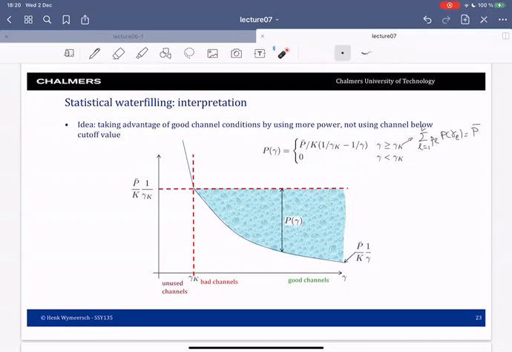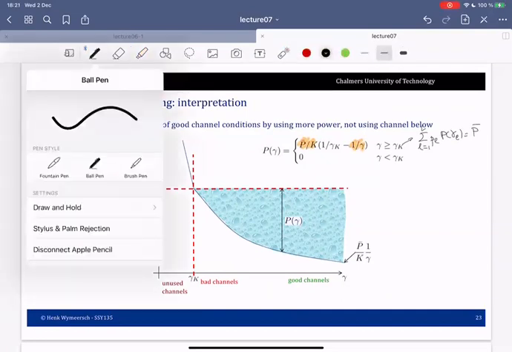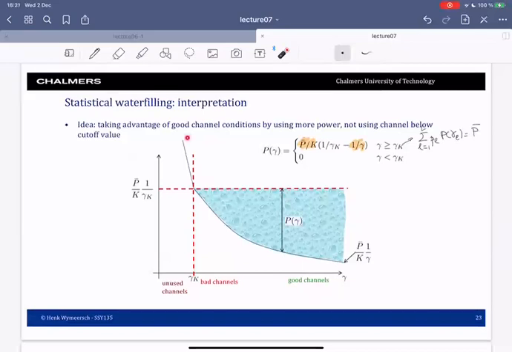Then on the figure, I show on the x-axis the signal to noise ratio, gamma. On the y-axis will be related to the power. I can order the channels from left to right, so the ones with lower signal to noise ratio are bad channels, and with high signal to noise ratio are good channels. I then draw this function, p bar over k times 1 over gamma, so that's this function here.